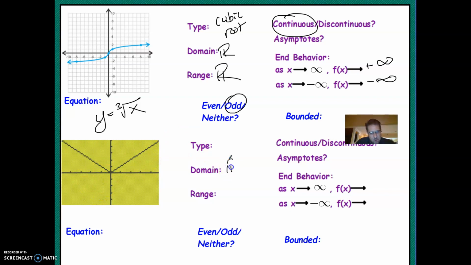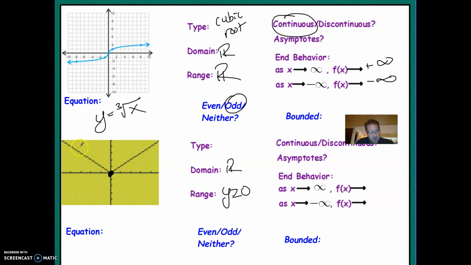The domain is all real numbers. The range is everything above or equal to 0. So this is the lowest it ever gets, which means it is bounded below. It does not have any asymptotes. It does not have any dotted lines that it goes closer and closer to and never reaches, because it will actually reach this point.